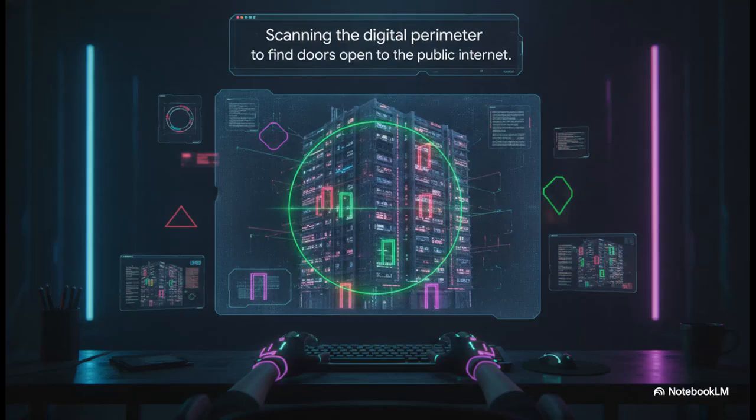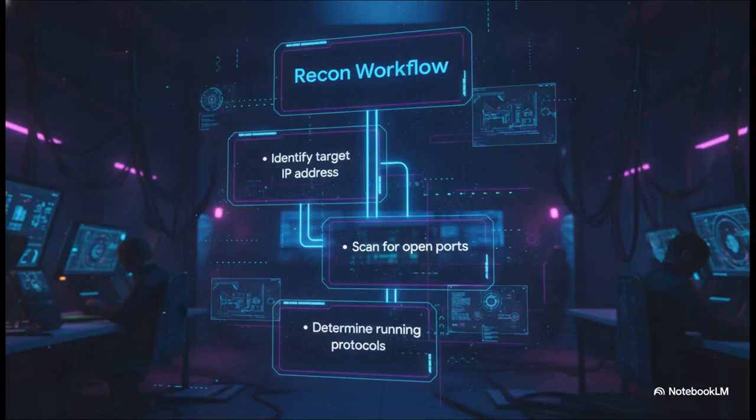All right, with that firmly understood, let's look at how cybersecurity pros actually apply this knowledge in the real world. We call this the hacker's reconnaissance. It's the process of systematically scanning the digital perimeter of our Megablock to see exactly which doors are left open to the public internet. So here's how that reconnaissance workflow actually plays out step by step. First, the ethical hacker identifies the target IP address. Basically, they locate the building.